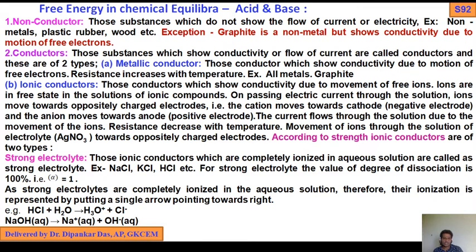As strong electrolytes are completely ionized in aqueous solution, their ionization is represented by putting a single arrow pointing towards the right. Simple. HCl, when dissolved in water, gives H3O+ plus Cl-, that is H+ and Cl-. As H+ does not exist in aqueous solution, it forms hydronium ion, because the lone pair residing on oxygen accepts this H+ ion and becomes H3O+. That is called hydronium ion. Similarly, another strong electrolyte, the strong base NaOH, dissociates into Na+ plus OH-.